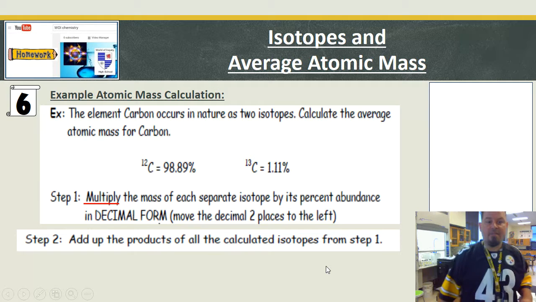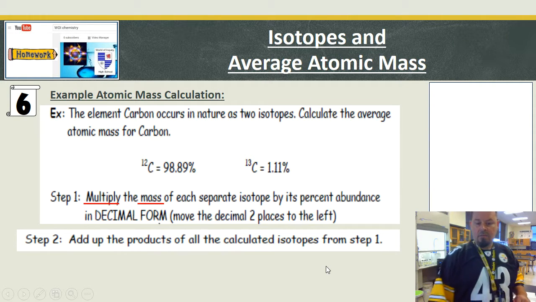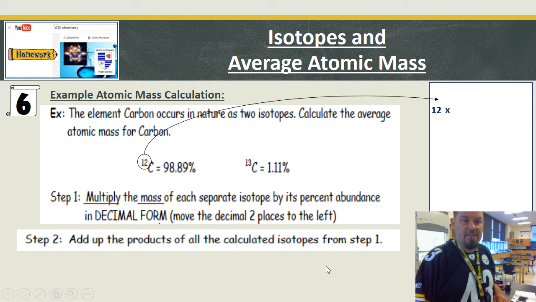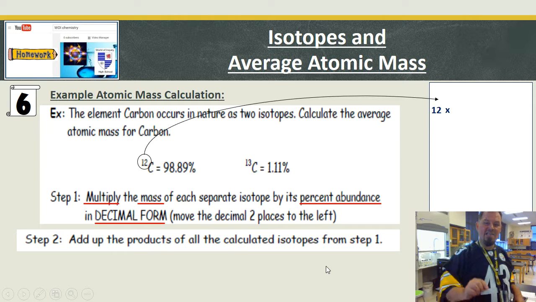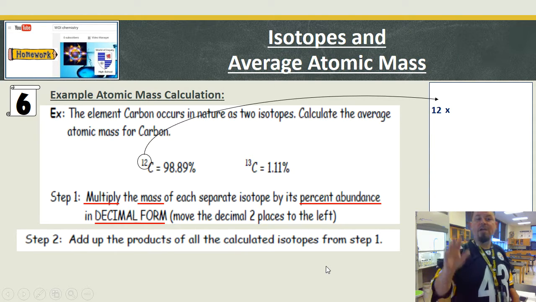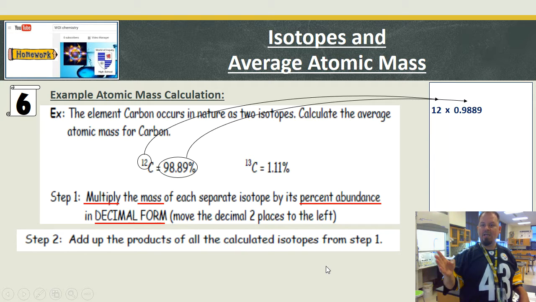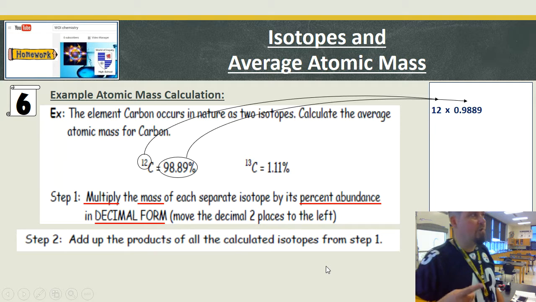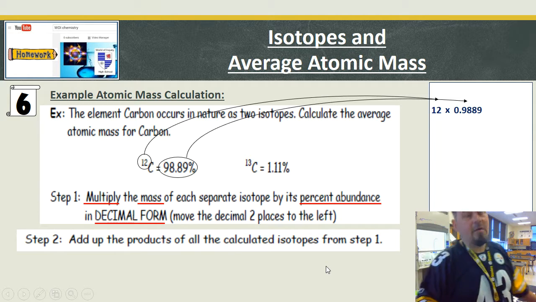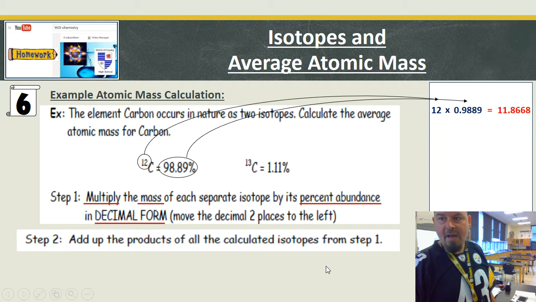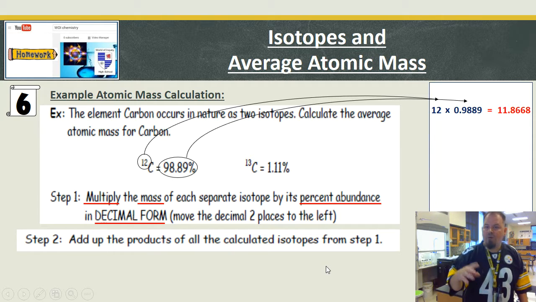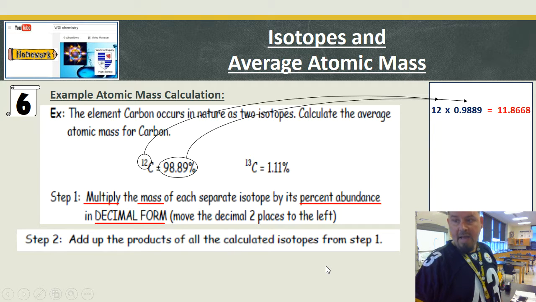So I need to multiply the mass times the relative abundance. In the first example, the mass is 12, that's that top number. And then I'm going to multiply it by the percent abundance in decimal form. If I divide anything by 100, I'm just going to move the decimal place to the left 2 times. So I'm going to turn that into 0.9889. What did I do? I divided that percentage by 100. Remember, it's always part over whole times 100. I have to divide it out by 100 if I'm actually going to use it in any kind of mathematics. So I just did 12 times 0.9889 and I got a number.